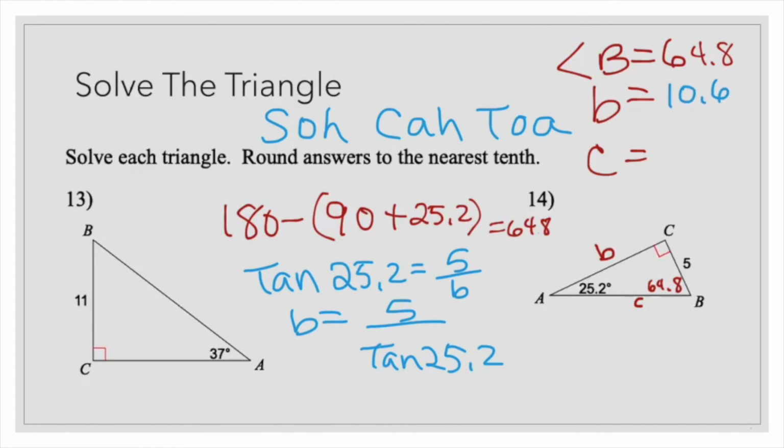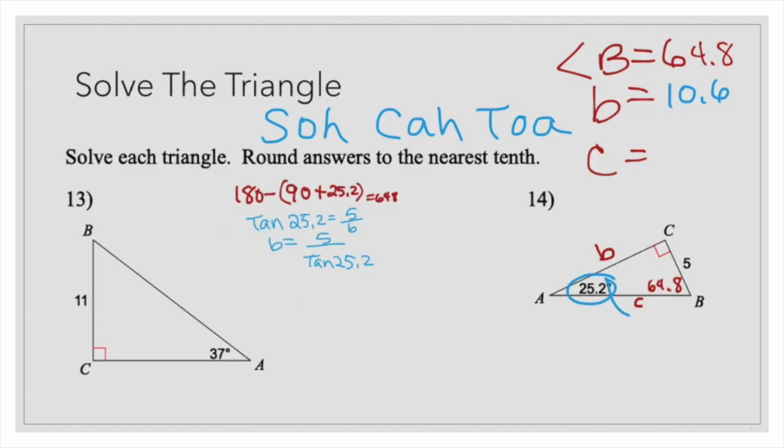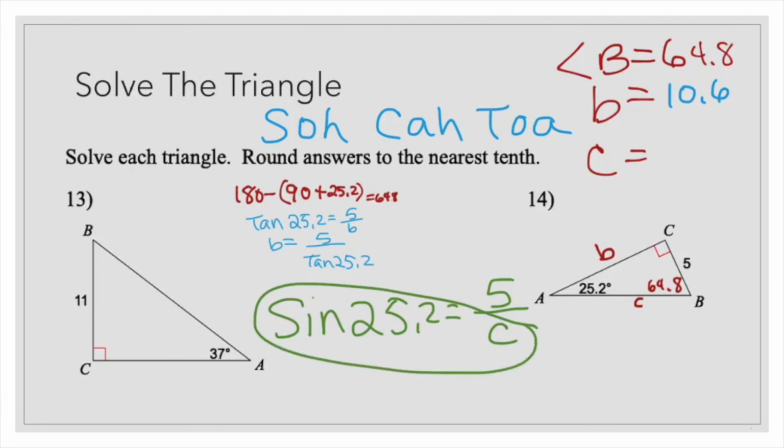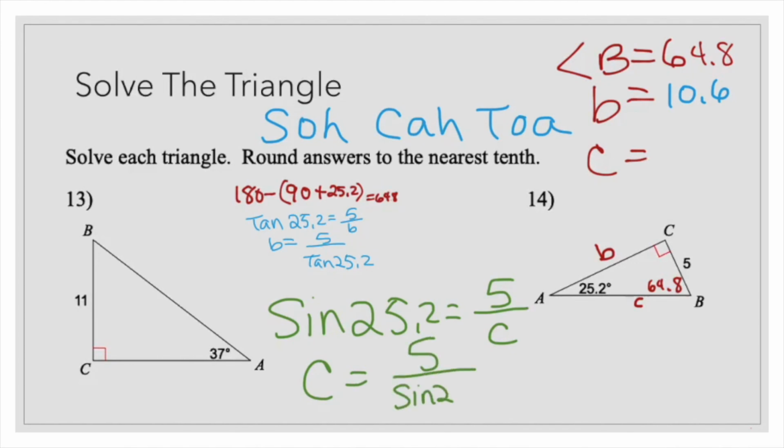All right, let's move on to C. To find C, it's the hypotenuse, and we have the opposite. So we have opposite and hypotenuse. Opposite and hypotenuse is sine. So let's do sine 25.2. The opposite is 5 over the hypotenuse, which is C. And I'm going to switch these two around and say that C equals 5 over sine 25.2. You're going to put this in your calculator and come on back.